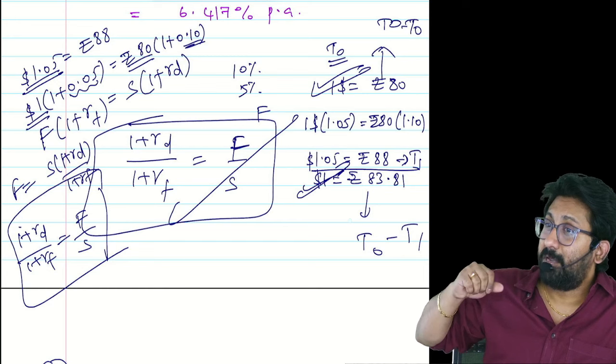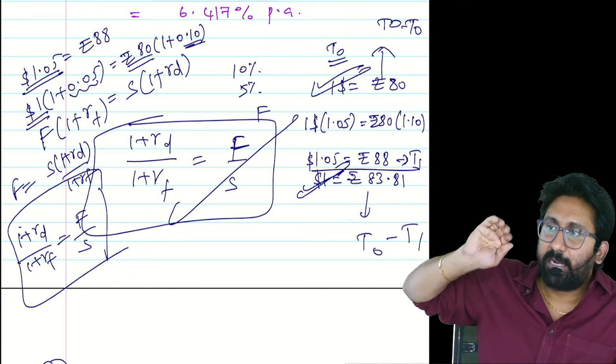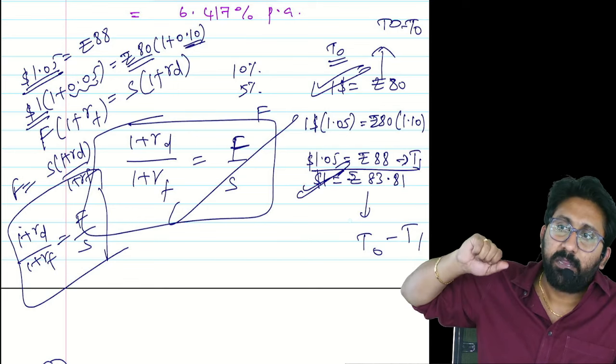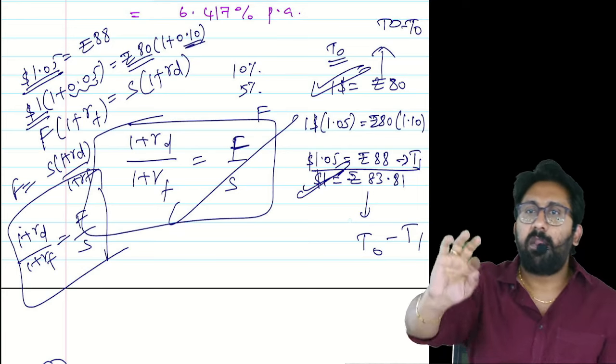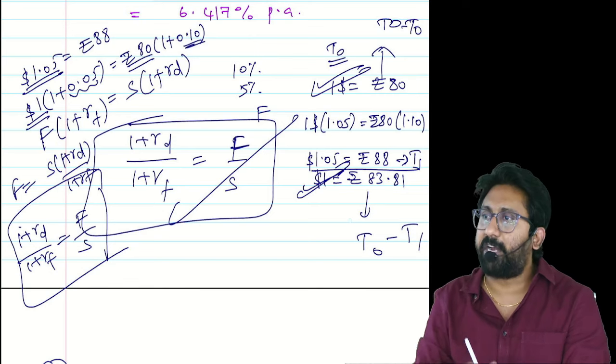It becomes 1.05. If I have 80 today, and I deposited at what rate? 10%. It will become how much? Today, after 1 year. Now I will ask you, really I deposited $1, really I deposited 80 rupees.